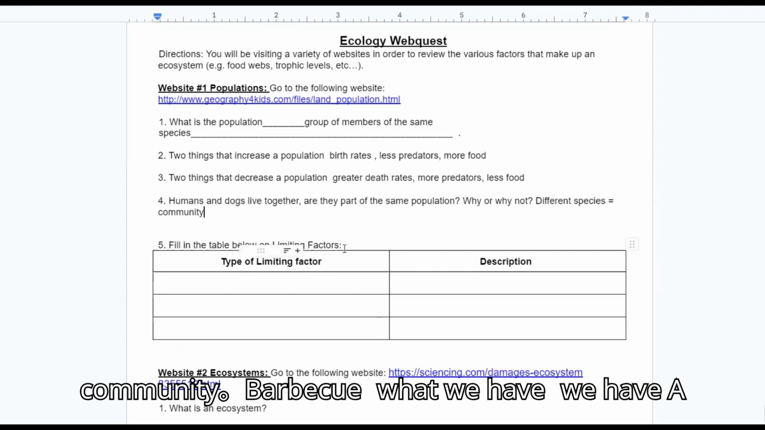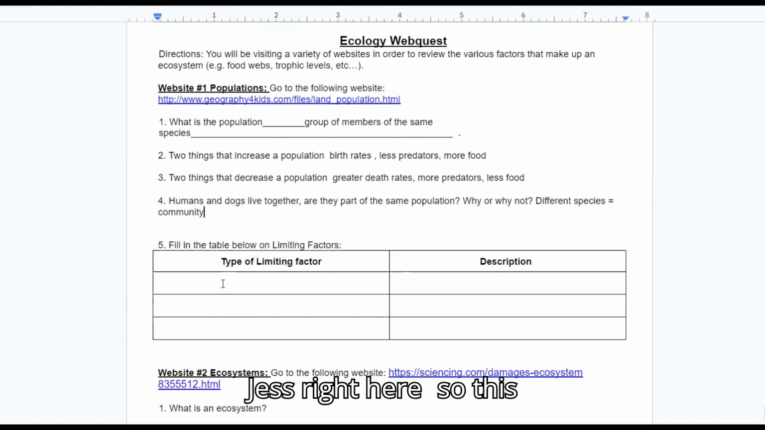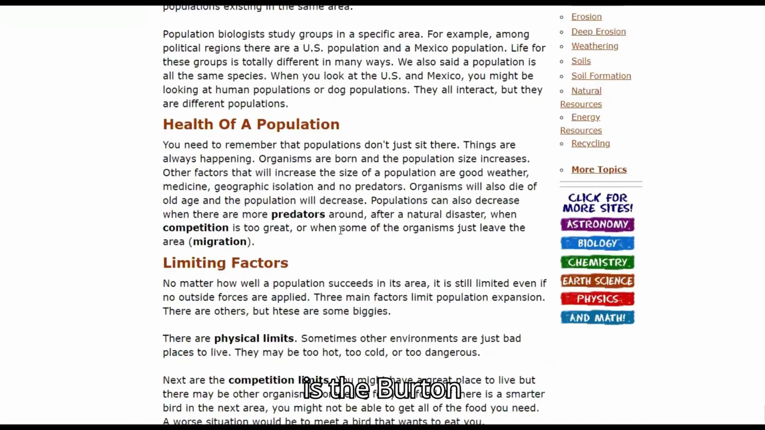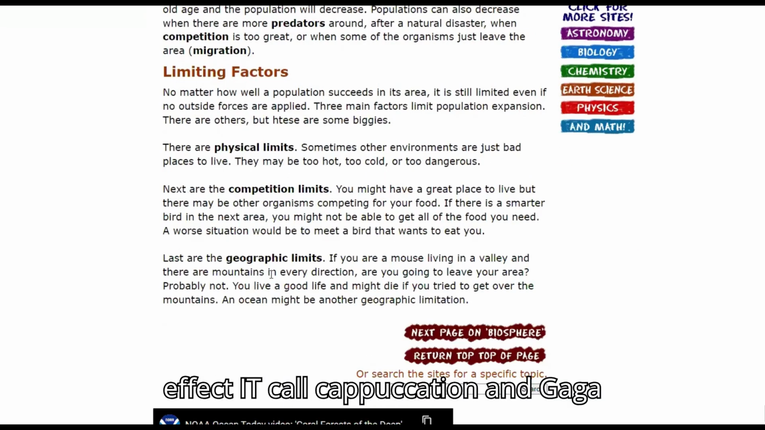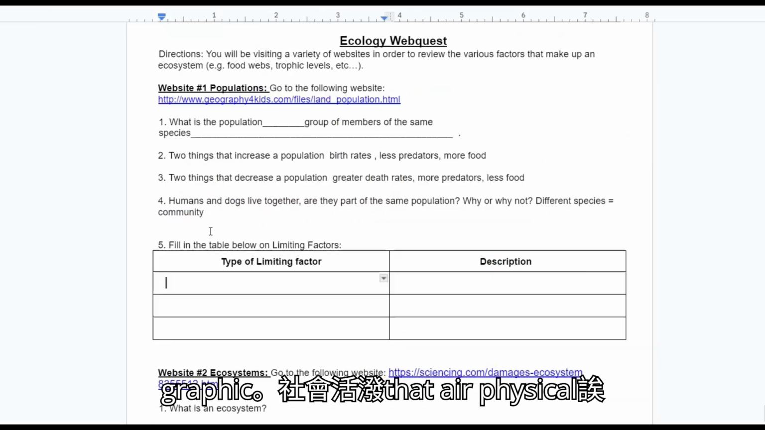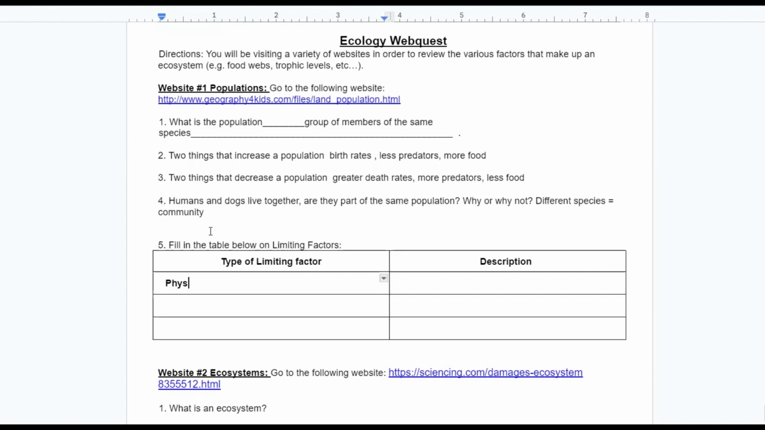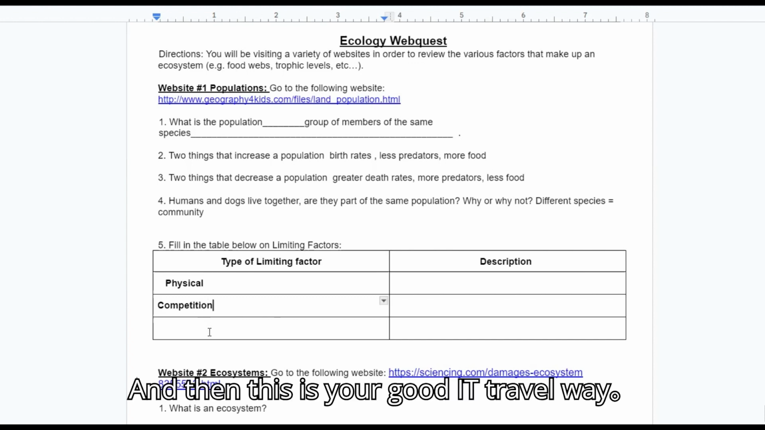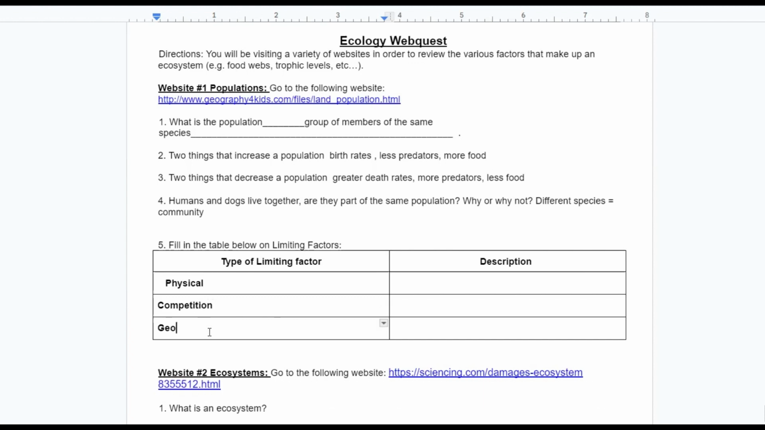All right, fill in the table below of limiting factors. So here are the limiting factors: physical, competition, and geographic. So we will put that there. Physical, okay, competition, and this is geographic probably.